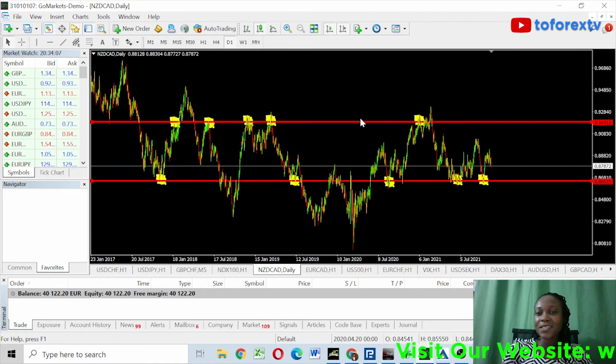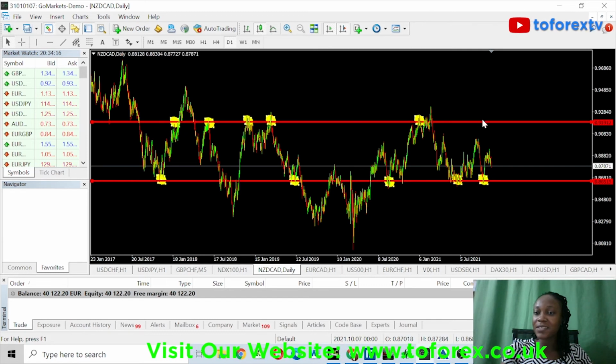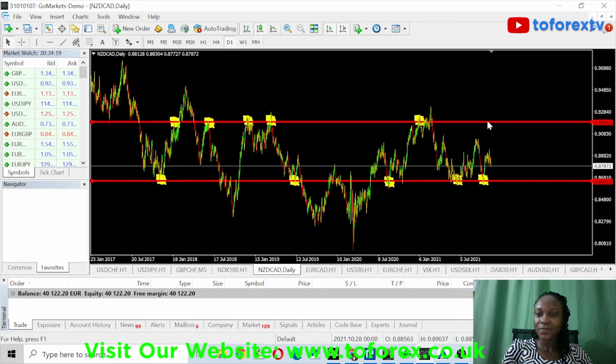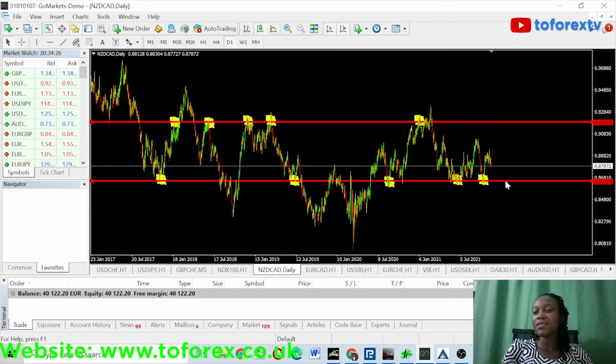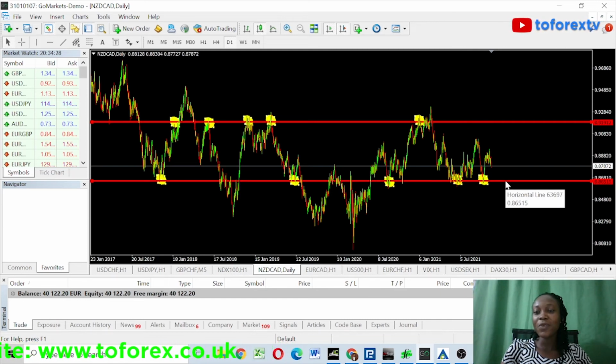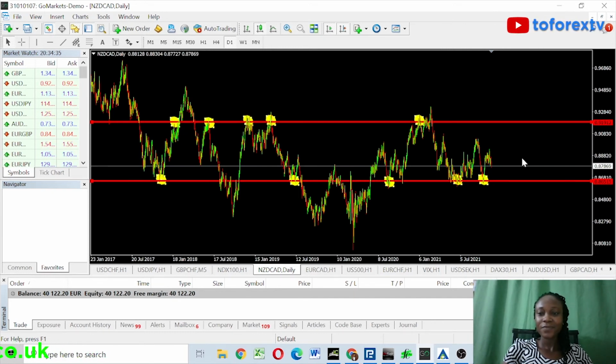Don't forget that this is our resistance level and this is our support level. This is our market turning point. This price here, 0.91912, is our resistance level, and this price here is our support level, which is 0.86515. All right, so guys, at this point of the market here, you can see that it's getting to our support level.